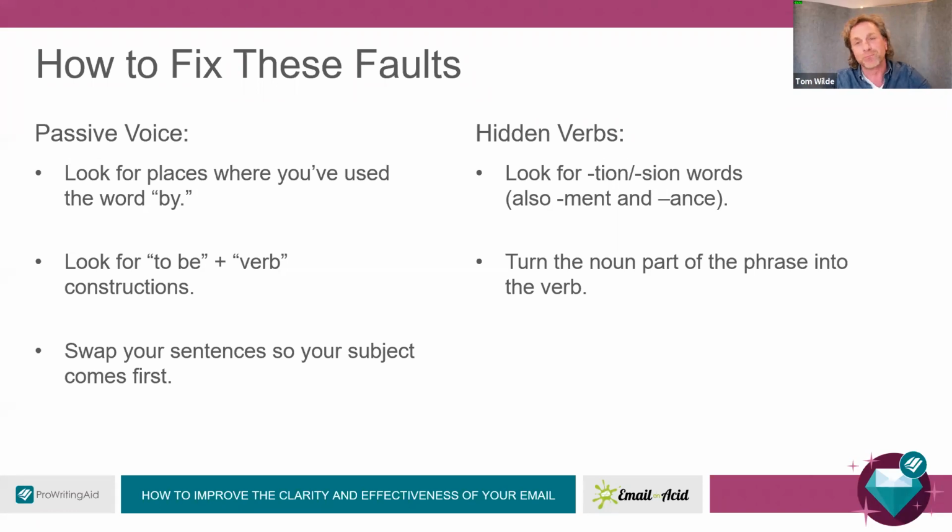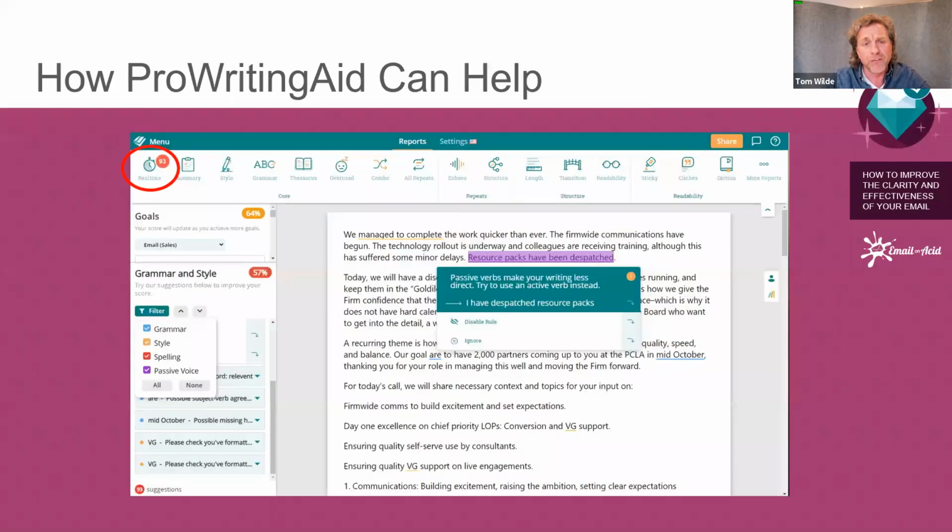Okay, so how can ProWritingAid help with this? Well, we spot passive verbs, we spot nominalized nouns as well. You can see here, we've got a passive verb example. It's flagged in the document through the real-time checker, and it's throwing up a suggested alternative. So it's saying, hey, don't write "resource packs have been dispatched", write "I have dispatched resource packs". Okay, simple. And you can see up here, it's spotted "managed to complete" as well. And it's going to tell you, hey, don't use "managed to" plus another verb, just use "completed", use a stronger verb. Okay, that's principle number one done.